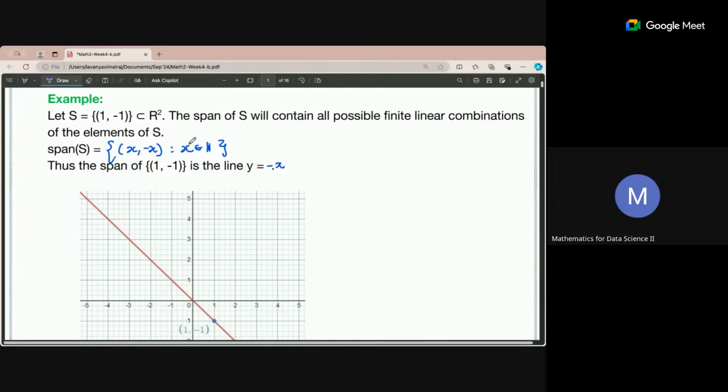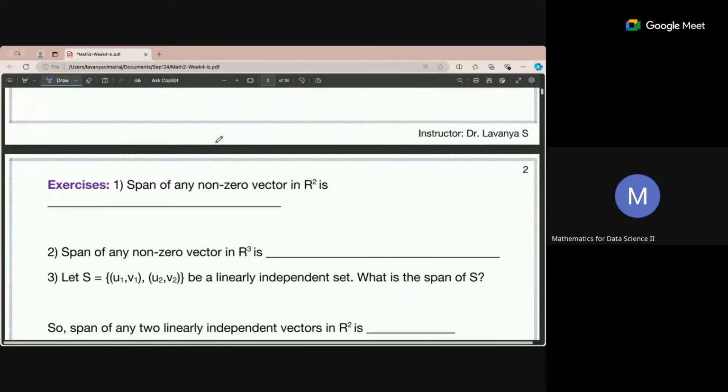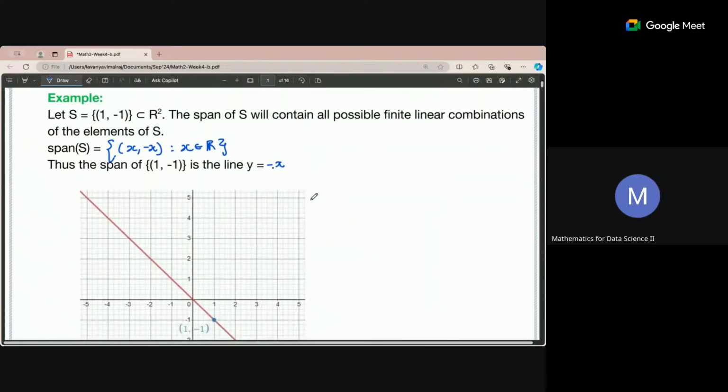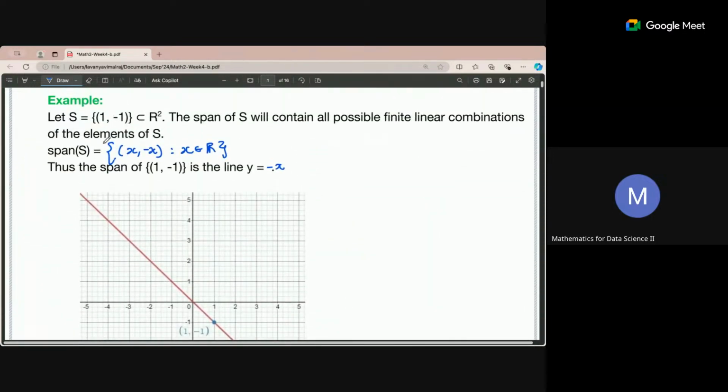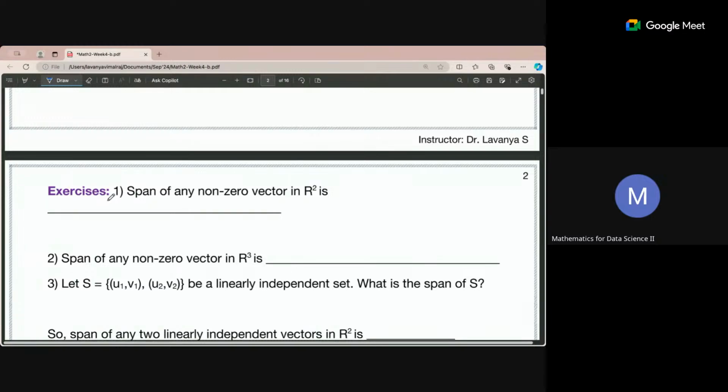So this is the set we saw last time. These are some things we already saw. Can you answer it now? Span of any non-zero vector in R2 is? What is the answer for this? Span of any non-zero vector in R2. We even saw an example here. We took a non-zero vector from R2 and saw what the span is. So can you tell now what is the span of any non-zero vector in R2?